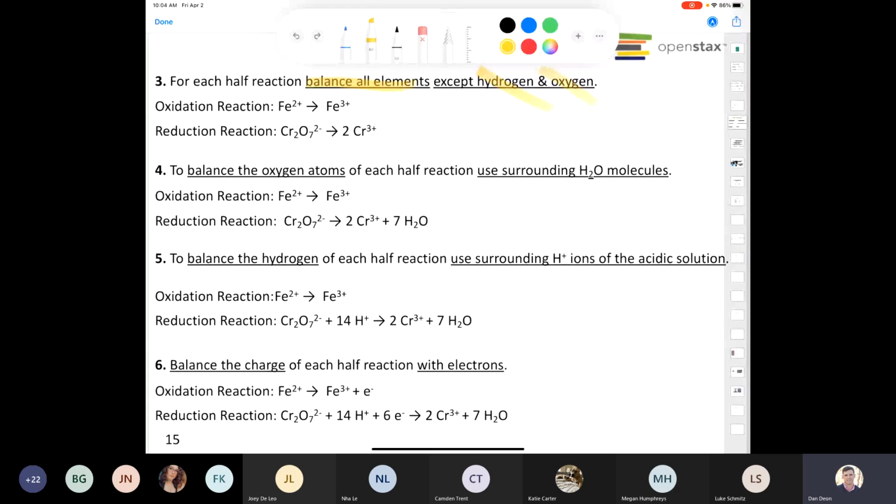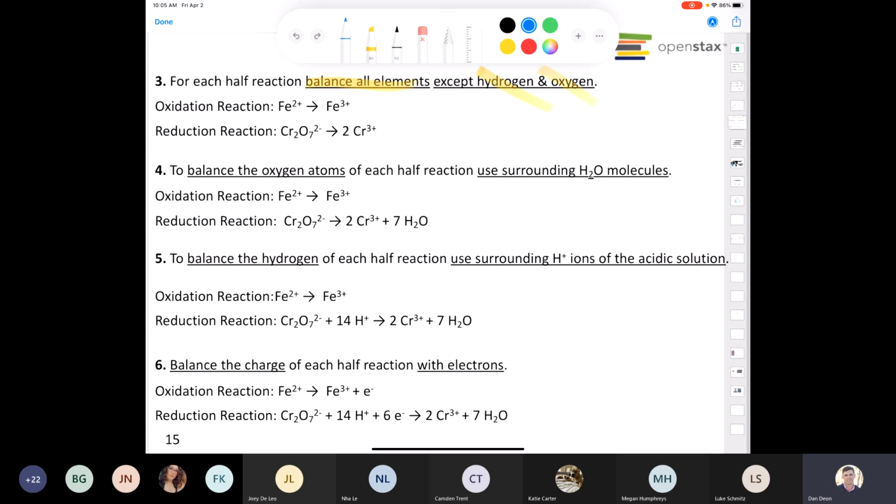Next, you're going to balance the oxygens using water molecules. Since you're doing it in an acidic solution, there's obviously water around, because acid is a solution in water. Now, there's no oxygens here to worry about, so forget it. Over here, we have 7 oxygens on this side and 0 oxygens on this side, so we need to add 7 water molecules to balance out the oxygens. You can still see that neither reaction is perfectly balanced in terms of charge and stoichiometry. So let's move on from there.